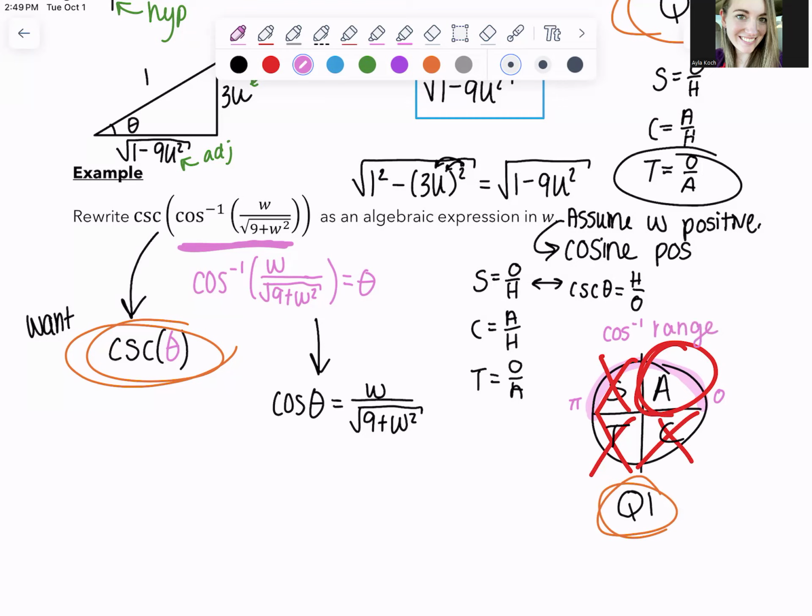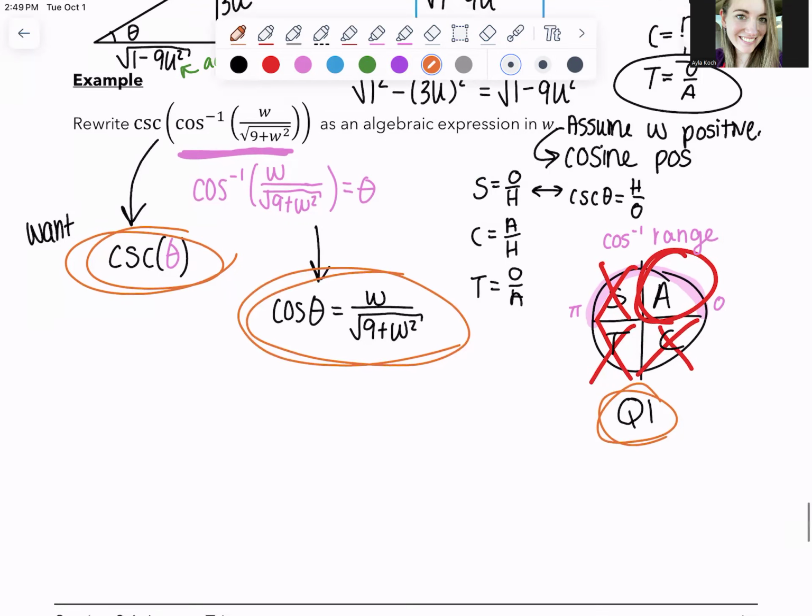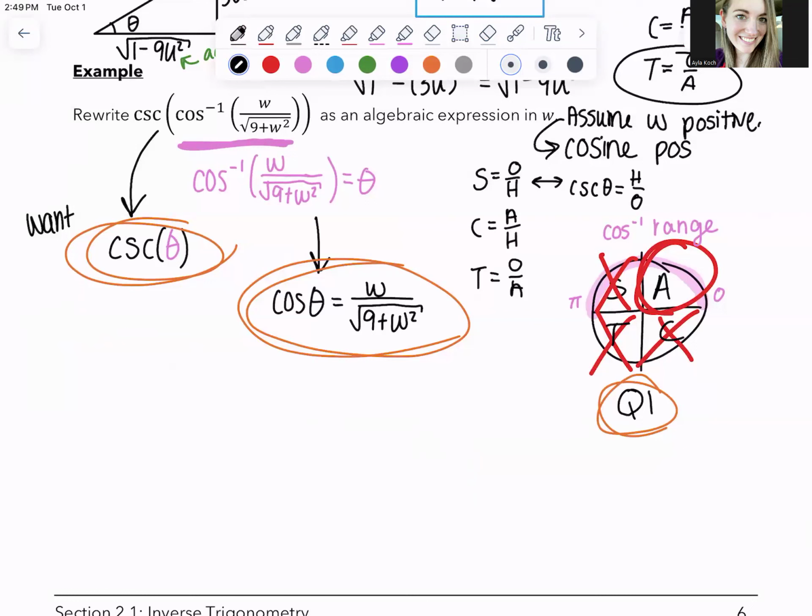So we are looking for cosecant of theta. We know that cosine of theta is w over the square root of 9 plus w squared, and we know we're in quadrant 1. So cosecant of theta is going to be hypotenuse over opposite, and cosine is adjacent over hypotenuse. We can set up a triangle. A lot of trig is setting up a triangle. The adjacent side is w. The hypotenuse is the square root of 9 plus w squared.